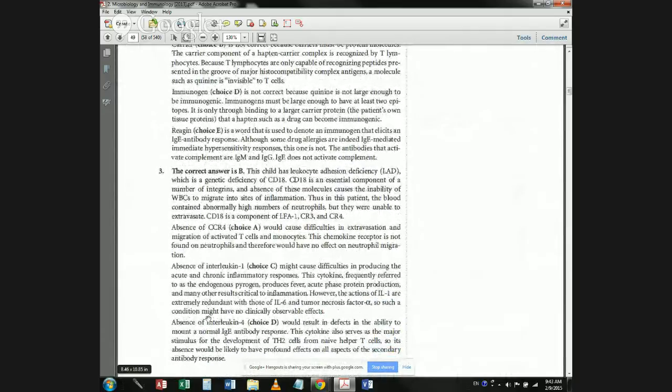So CD18, this information: the blood contained abnormally high numbers of neutrophils, but they were unable to extravasate. CD18 is a component of LFA-1, CR3, and CR4. And we did not cover what LFA-1, CR3, and CR4 are exactly. But we will cover what CCR4 is. CCR4 is causing difficulties in extravasation and migration of activated T cells and monocytes. This chemokine receptor is not found on neutrophils and therefore would have no effect on neutrophil migration. So if they had talked about CCR4, which is for extravasation of T cells and monocytes, we could have been right. Anyway, it's not.